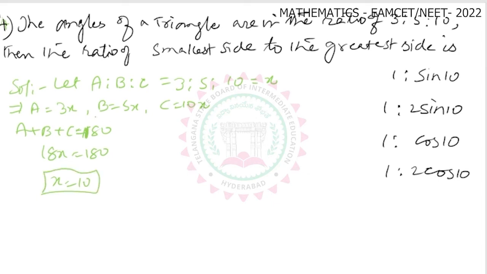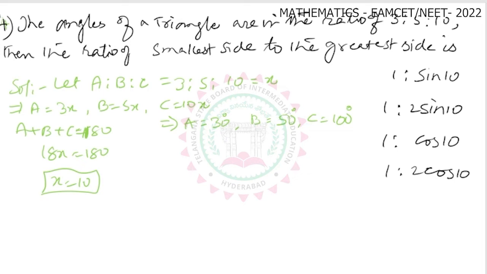If I substitute here, what happened? A is equal to 3 into 10, 30. B is equal to 50. And C is equal to 100. Now we conclude the angles: A is 30 degrees, B is 50 degrees, C is 100. Which is the smallest one? 30 degrees. Which is the greatest one?